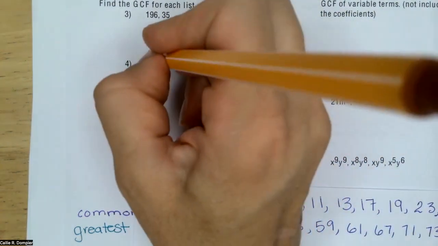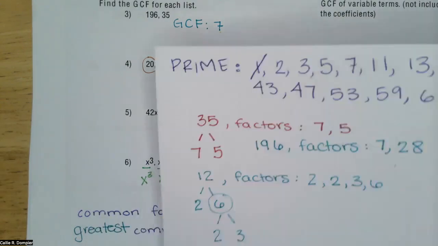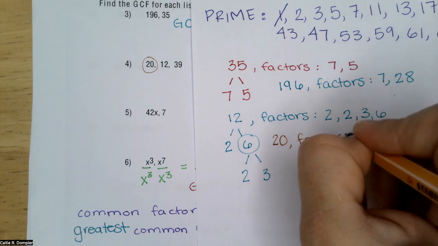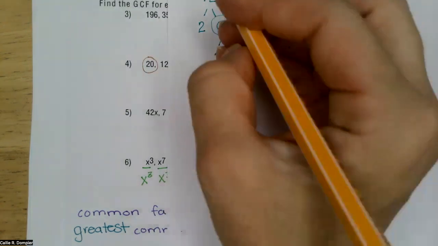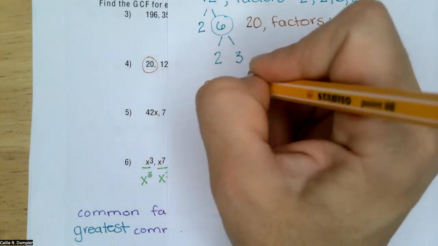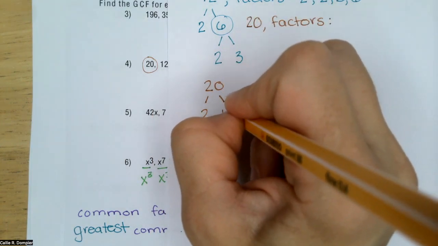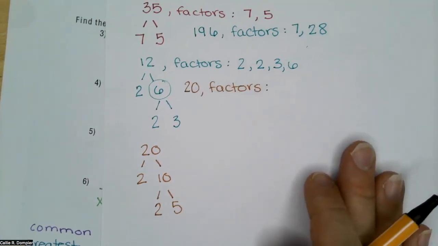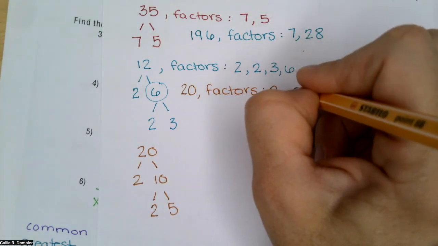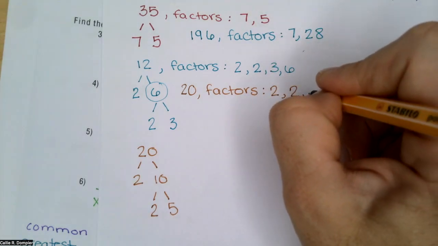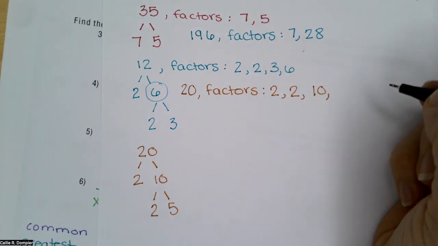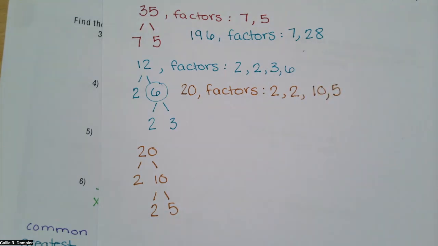Then we take 20 and we say the factors of 20 are, again, you can start at 2. 20 divided by 2 is 10. 10 divided by 2 is 5. So the factors of 20 are 2, 2, 5. I said 5 and wrote 10. Darn it. The factors of 20 are 2, 2, 5, and 10.